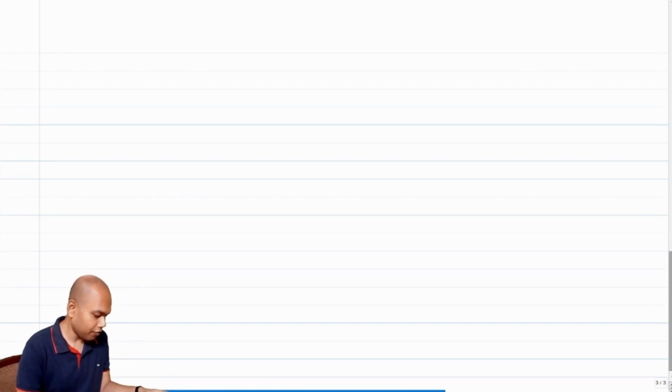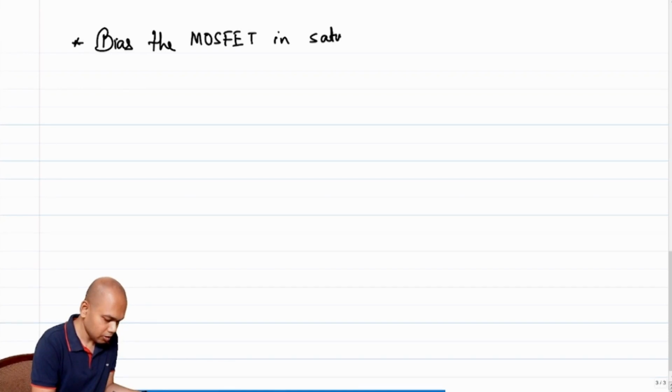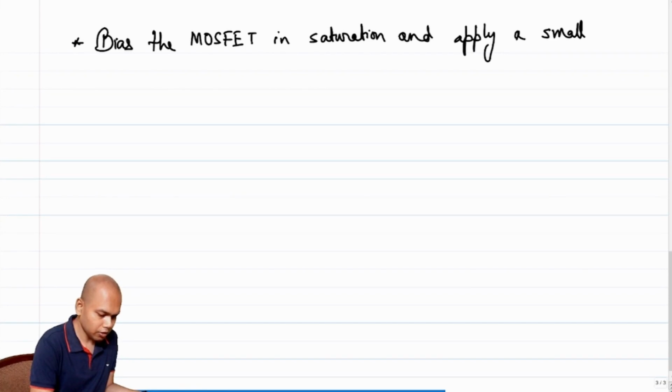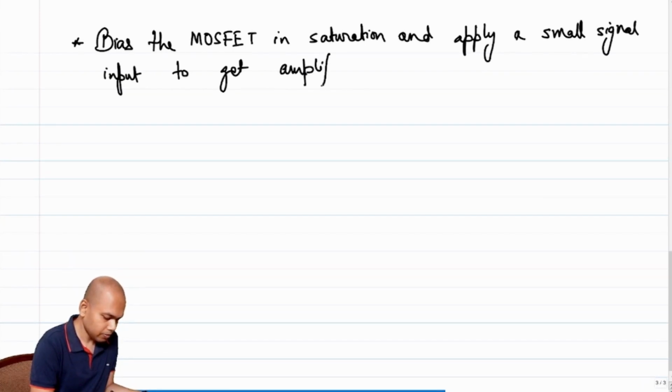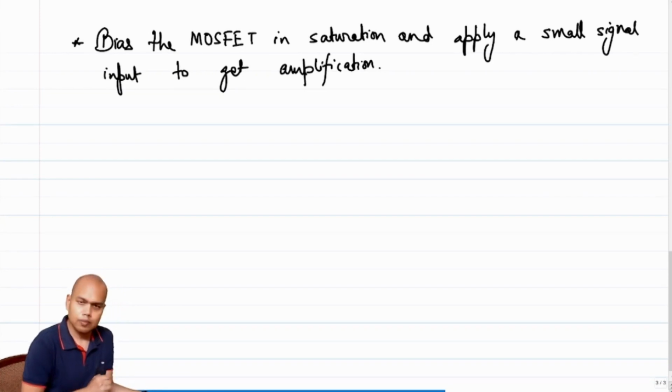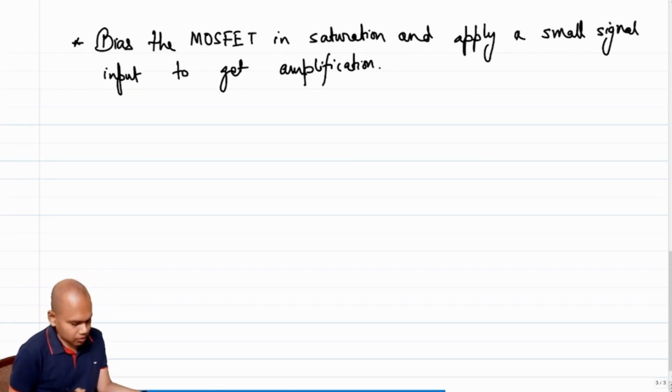So what are we after? The next goal is to bias the MOSFET in saturation and apply a small signal input, or an incremental input, to get amplification. Okay, so let's dive in.